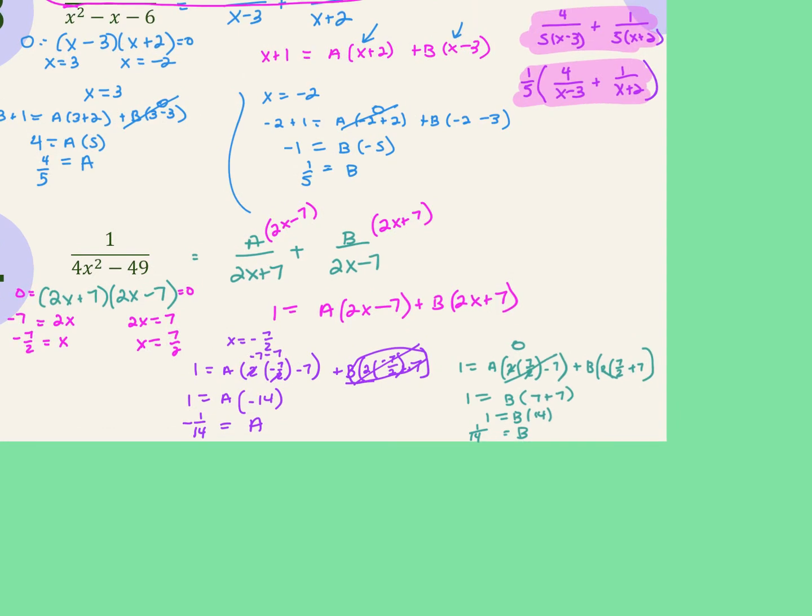Take those and plug them back in up here. So A is negative 1/14 over 2x plus 7. And B is 1/14 over 2x minus 7. Again, the denominators can't stay there. And we can bring out the 1/14. So let's do that in two separate steps.